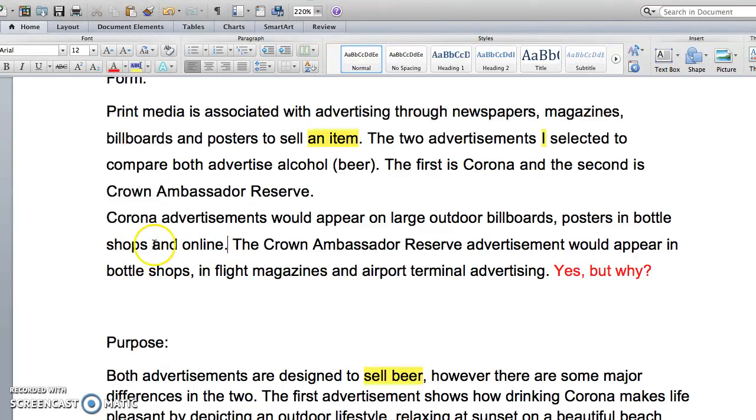The Crown, same thing for the Crown Ambassador. You say bottle shops, in-flight magazines, and airport terminal. But why? So again, thinking about who the target audience is for this product, it's different to the Corona. Why are these people sitting and reading in-flight magazines? So you need to show your understanding of the form and the placing of that form is all part of the successful marketing of a product.